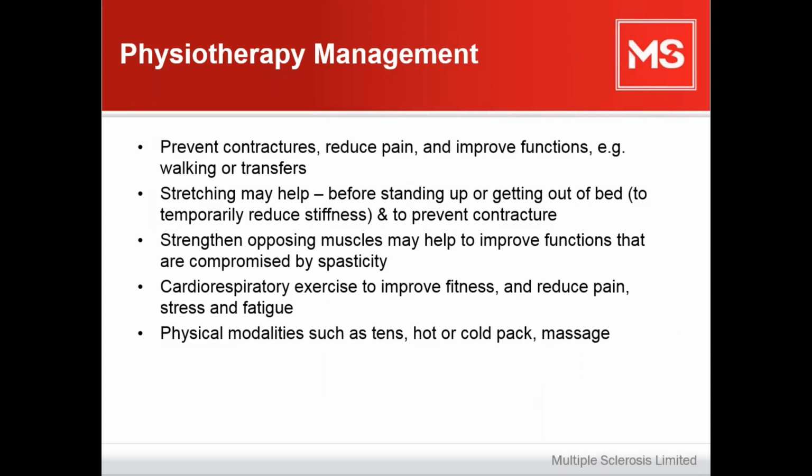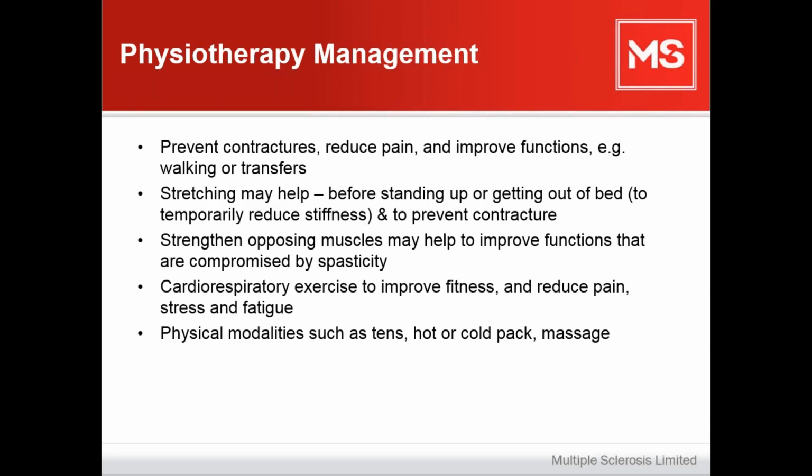With physio, our main goals are to prevent contractures, so we want to stop the muscles and joints becoming tight and stiff. We want to help reduce pain. We want to improve function, so your ability to walk or stand or transfer. Also, if you have spasticity in the upper limb, we want to make sure you're able to use your hands for everyday tasks such as eating, cleaning your teeth, reaching up over your head. They're all things that spasticity can affect.